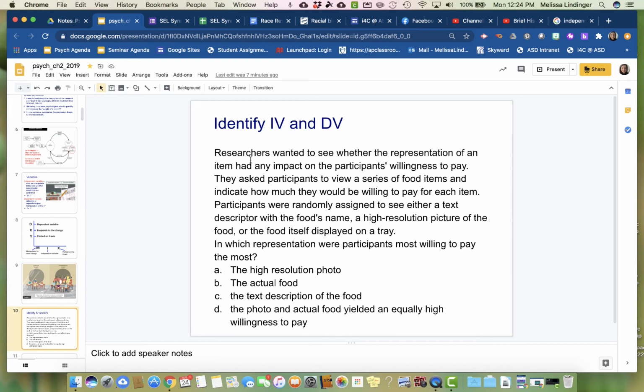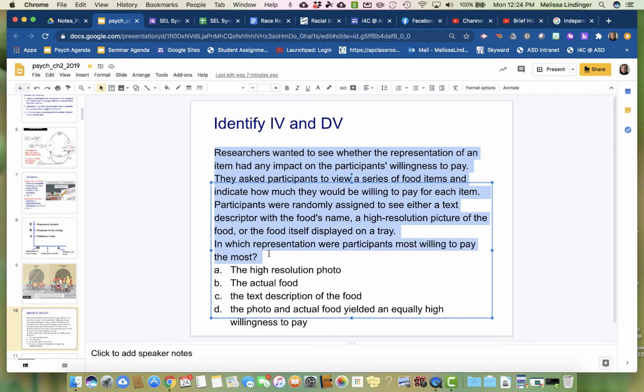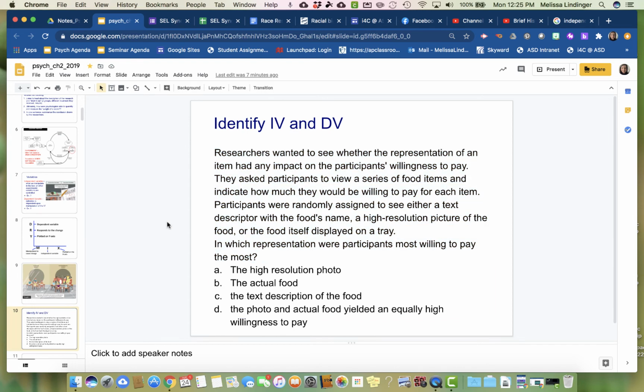So before we get to our prediction of how we think this turned out, because you actually might remember from when we did this in class, I'm just focusing on the scenario. Pause the video. Identify the independent and the dependent variable. Now that you've had time to do that, let's go back.